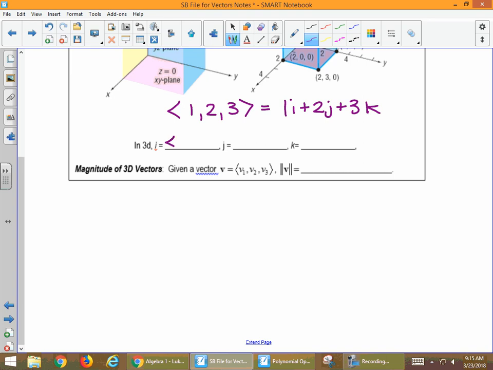I is the unit vector in the horizontal direction. J is the unit vector in the vertical direction. And K is the unit vector in that 3rd dimension. That's what lets us write it like that. Again, I, J, and K is just another way to write it, different than component form, but equal to it. I just don't know how your textbook's going to look in college.